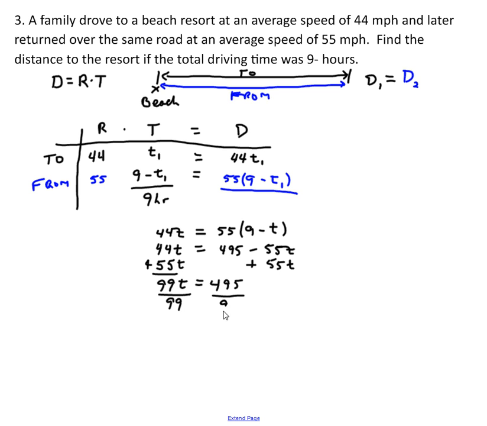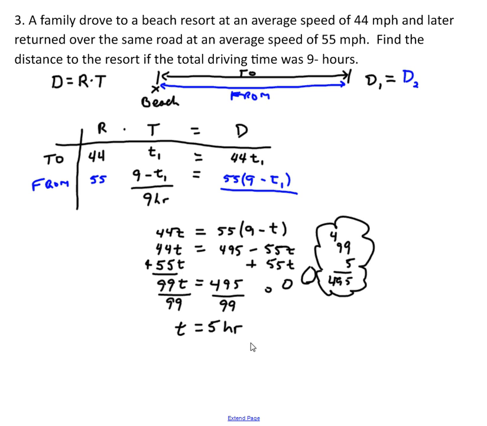Divide by 99. And we get t is equal to, let's see, 99 into 495 happens to be exactly 5. Why? Well, you can do this off to the side to verify for yourself, but 9 times 5 is 45, bring up the 4. 9 times 5 is 45, plus 4 is 49. 495. So verify that for yourself. t equals 5. So that's t equals 5 hours.